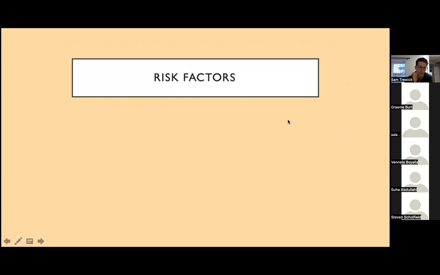Age, yes, age is a really important one. That's obviously important because it's non-modifiable, we can't do anything about that. Between the ages of 50 and 59, there's a prevalence of about 0.5%, whereas when you get up to between 80 and 89, prevalence goes to about 8%.